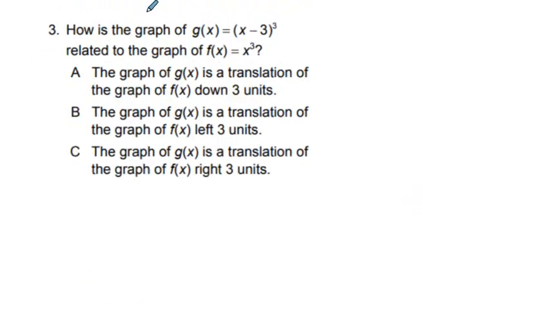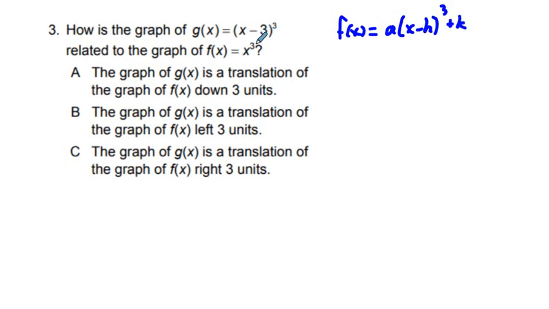How is the graph of g of x equals quantity x minus 3 cubed related to the graph of f of x equals x cubed? Well, what we should know is that if we have the vertex form version of it, not exactly the standard form, we have x minus h cubed plus k.